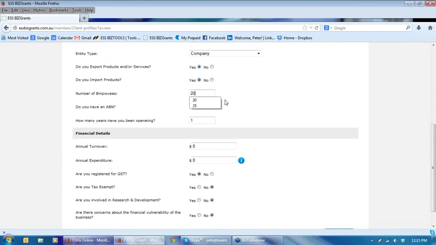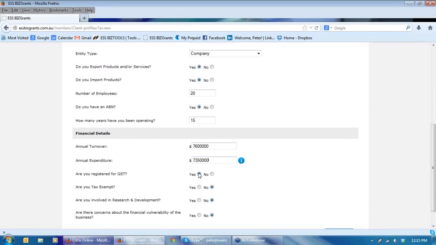I decided before they had 20 employees. They have an ABN. They've been in operation for 15 years. Their annual turnover, I think I had 7,600,000. That'll do. And we'll say that they've got costs of 7,350,000.